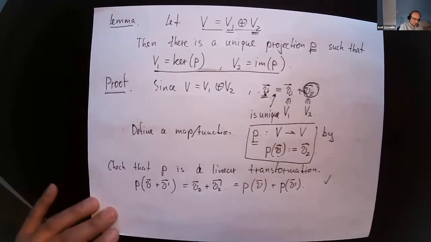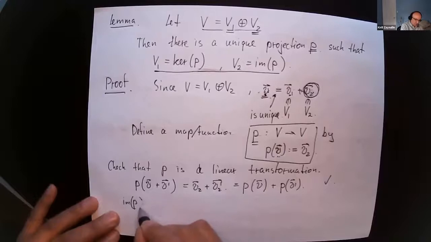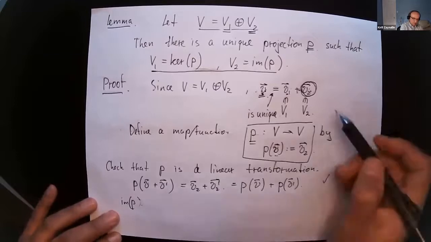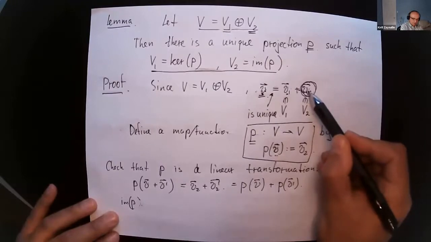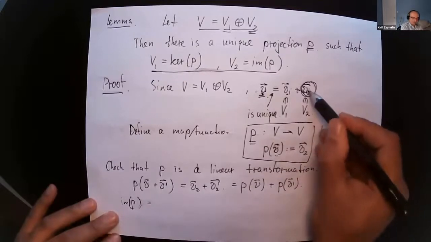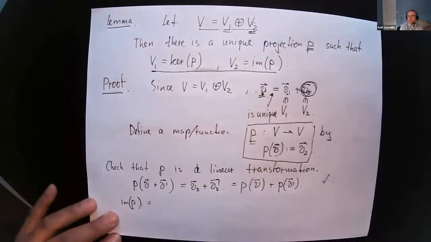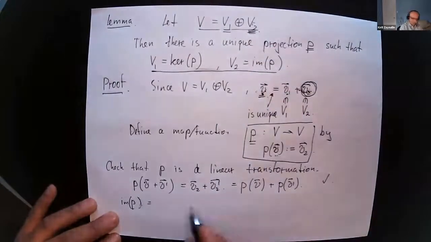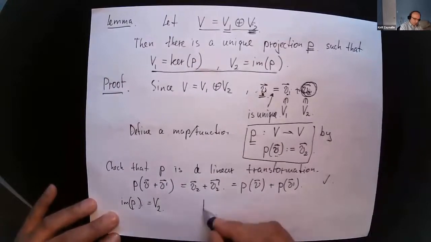And also, clearly, what's the image of P then? Well, the image of P consists of the second summand. So it means precisely that the image of P consists of the second coordinates, right? But what are the second summands or second coordinates? Well, they're precisely the vector space V2. Yeah. And what's a kernel?